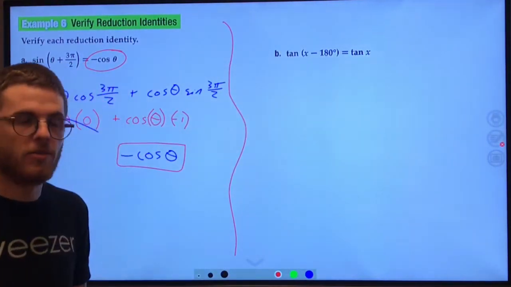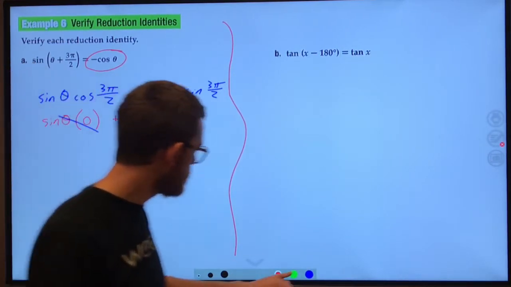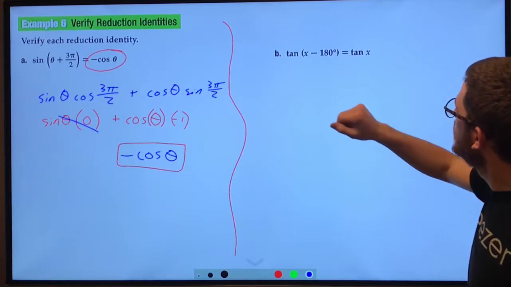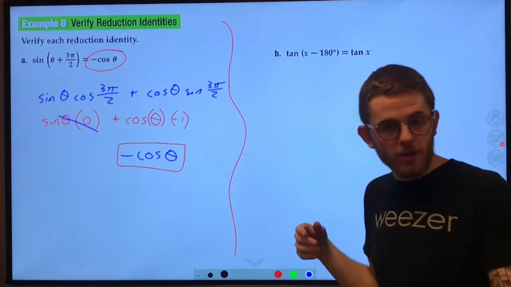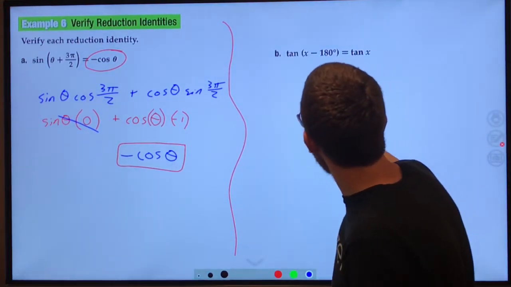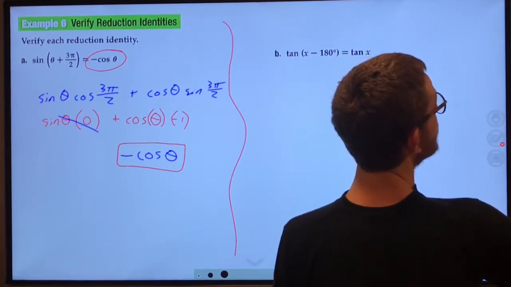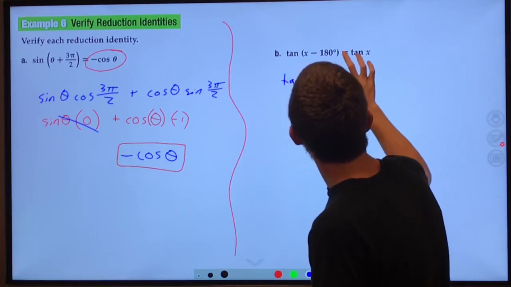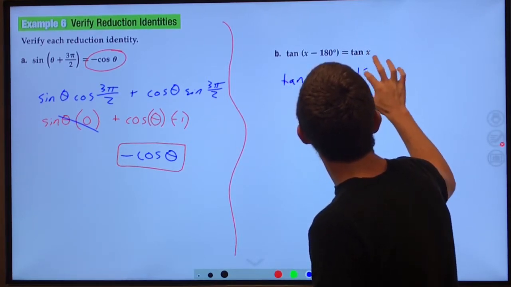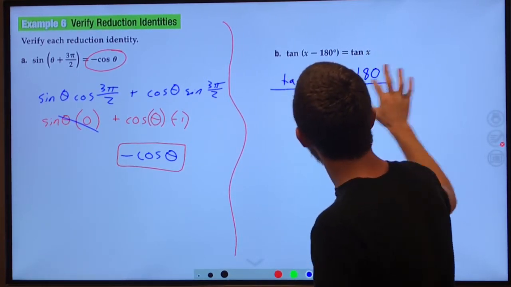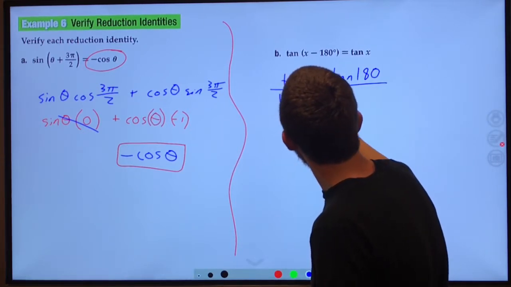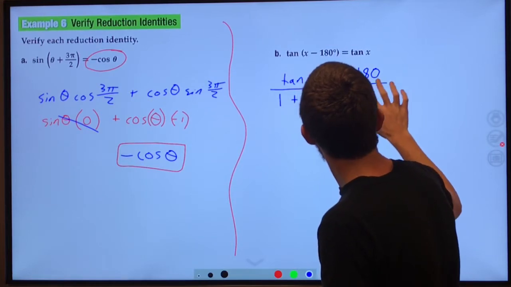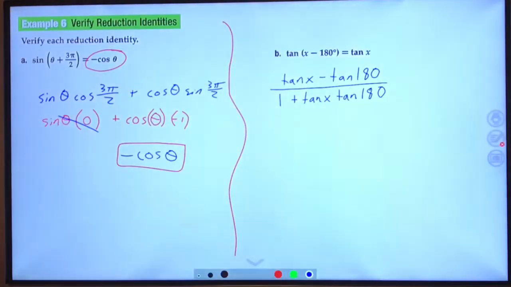On B right here, we can verify this reduction identity also. Of course, we want to use our difference identity with tangent. That would be tangent of x minus tangent of 180 over 1 plus tangent of x times tangent of 180.